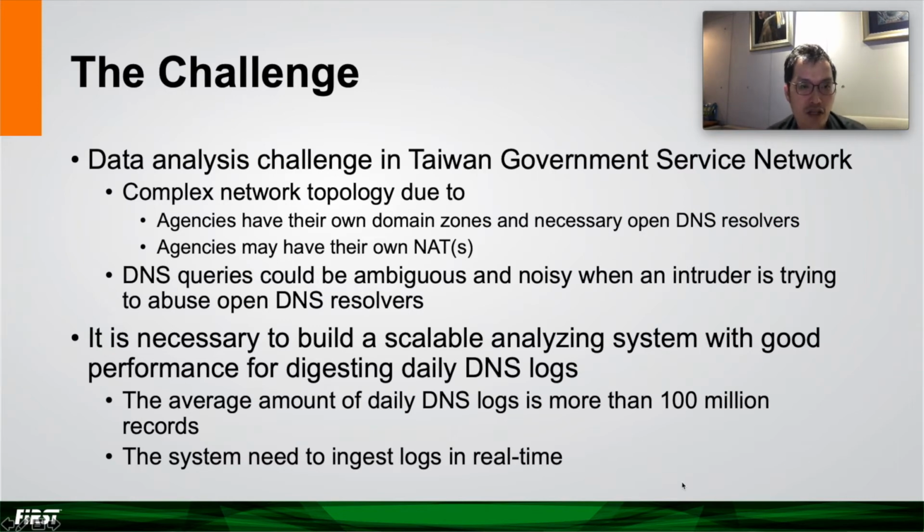The DNS challenge in the Taiwan government service network is the complex network topology, the same as many Tier 1 level networks. The complex network topology is due to the agencies having their own domain zones and the necessary open DNS resolvers, and the agencies may also have their own NAT. So the DNS queries could be ambiguous and noisy when an intruder is trying to abuse an open resolver while there are also many normal behaviors.